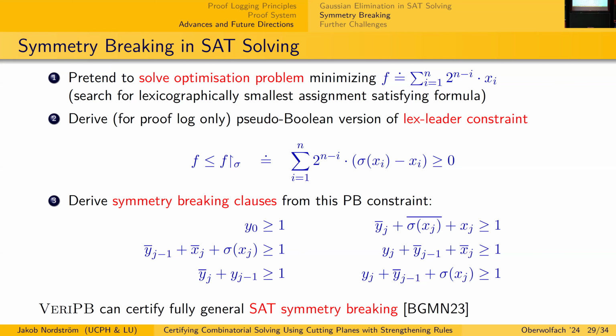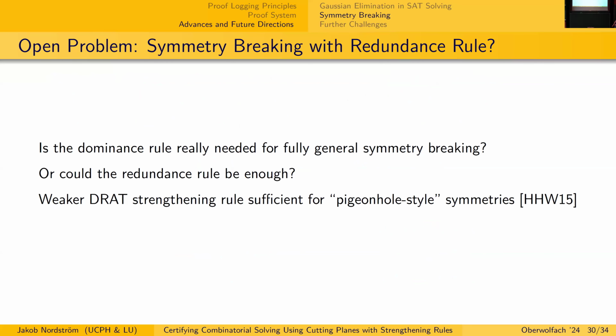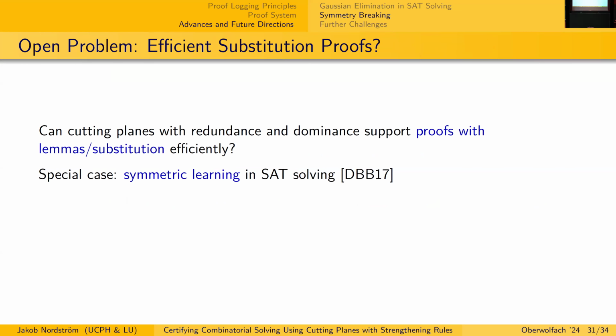Okay, we're trying to get towards the end. Let's see. But one thing that I don't know is, do we really need the dominance rule to break symmetries? Because there are some pigeonhole style symmetries that can be broken already with the redundance rule, in fact, even with the DRAT rule. And I think it's generally open whether we could be smart enough and just use redundance to break symmetries completely. Is that possible, or do we really need dominance?